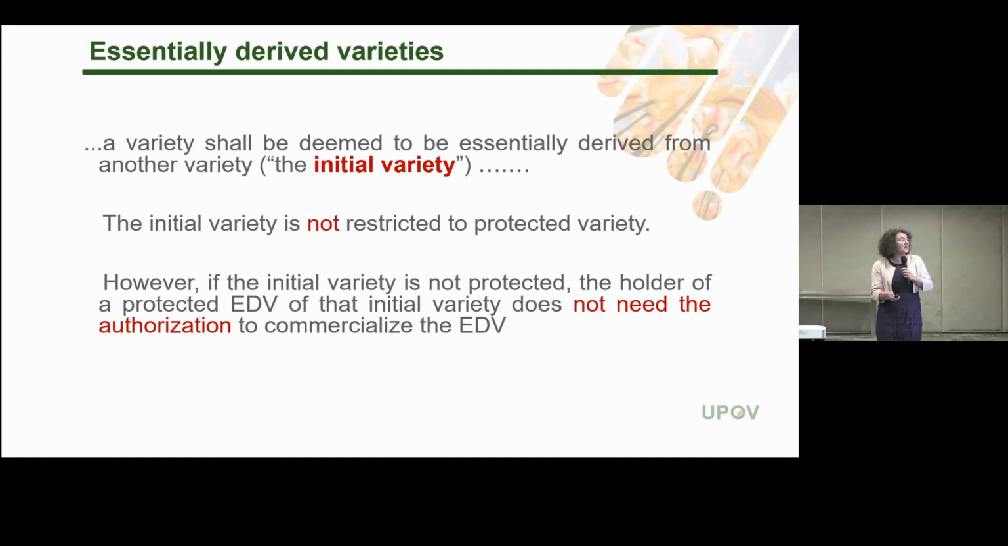Then the other question is that it's only if the initial variety is protected that this dependency between the initial variety and the essentially derived variety exists. So if the initial variety is not protected, then it is not possible to actually claim this authorization when you commercialize the essentially derived variety.